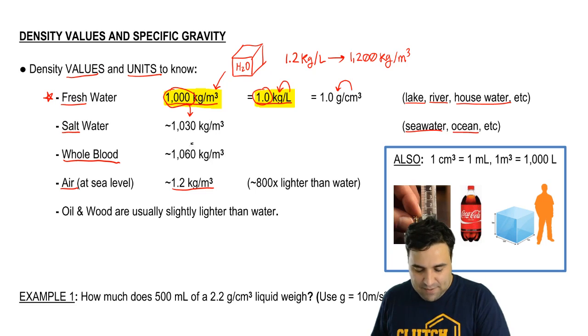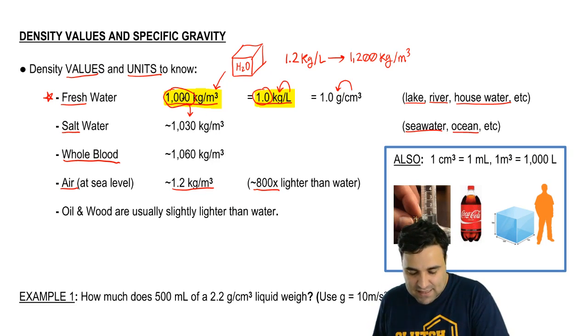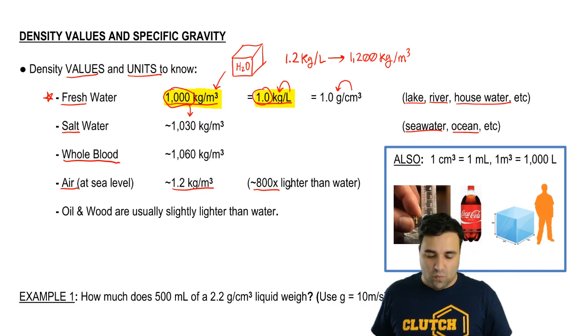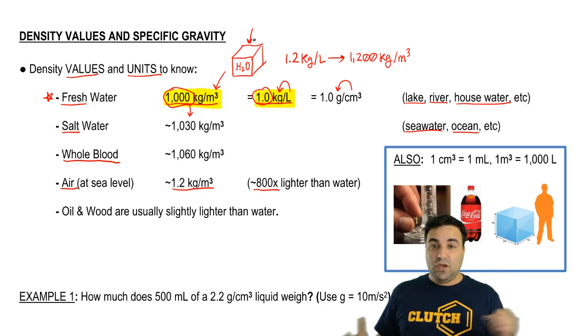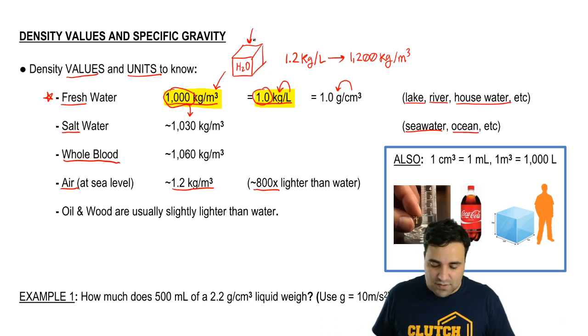Now this is not a typo or some weird mistake. Air is in fact about 800 times lighter than water. This is 1,000, this is 1.2, and that makes sense, right? Air is much lighter than water. If you have a huge box with a bunch of water, that's going to be very heavy. If you have a huge box, let's say a cardboard box, and it's got a bunch of air in it, it's not going to be very heavy.